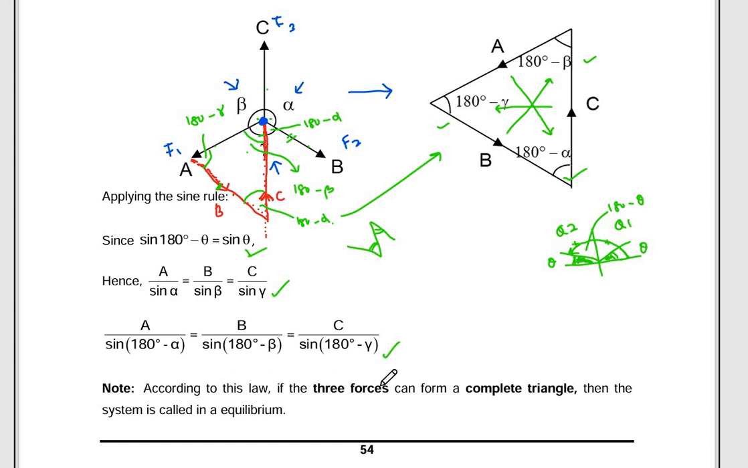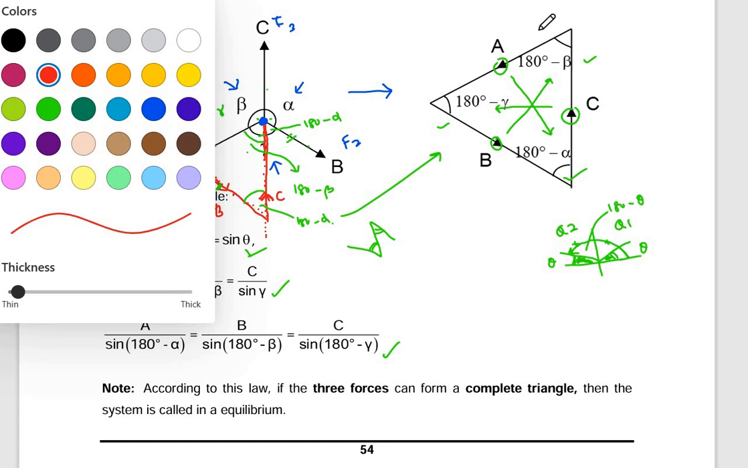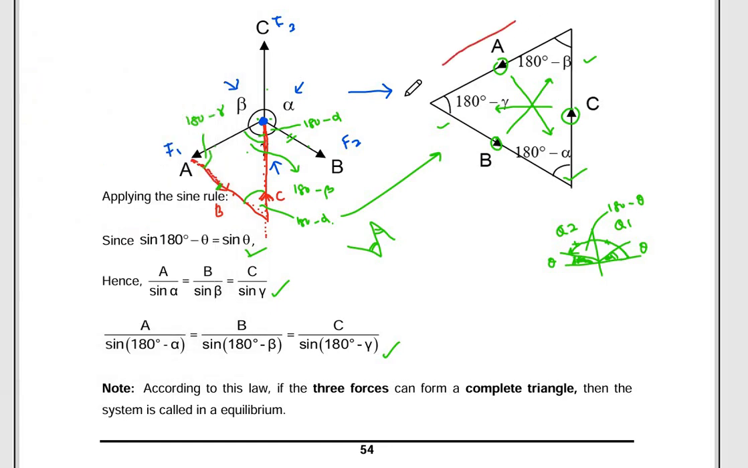According to this law, if three forces can form a complete triangle, then the system is called in equilibrium. Okay, kalau dia boleh complete triangle, complete maksudnya apa? Dia punya angle ni, dia punya direction ini, okay, dalam direction yang sama. Maksudnya, kalau you start dengan A, lepas tu dia pergi B, lepas tu dia pergi C. Macam gitu. Maksudnya A, B, C. Ini kita panggil complete.